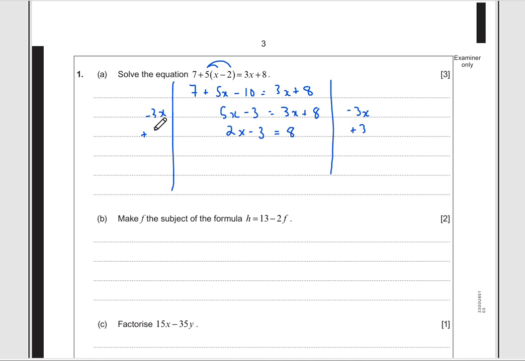Add 3 to both sides. And then divide by 2. Which is going to give me x is 11 over 2, or we can change that to the decimal. This is 5.5. Either form is fine.